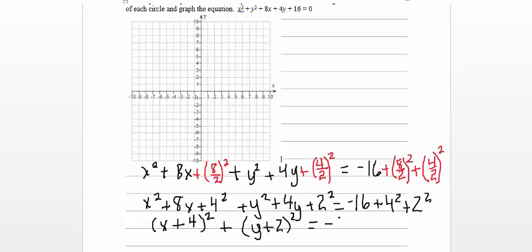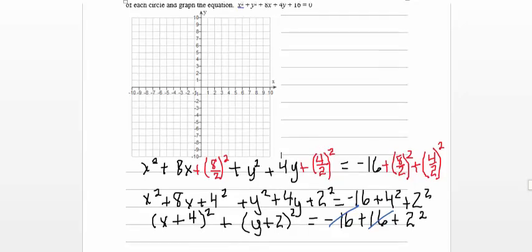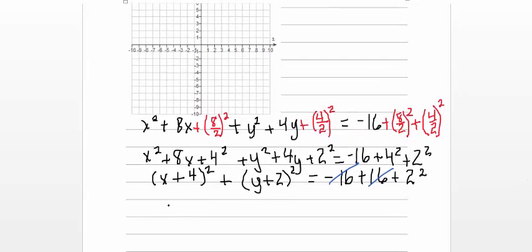Now I'm going to actually square out the 4 and the 2 on the right side. So I have negative 16 plus 2 squared. I'm going to leave that as 2 squared for the moment. And this negative 16 and this positive 16 add to 0. And I now have this really in standard form.